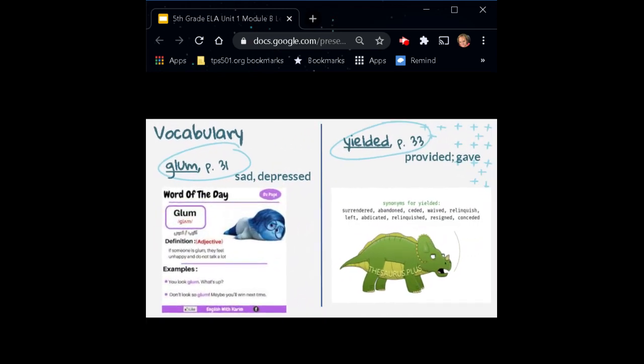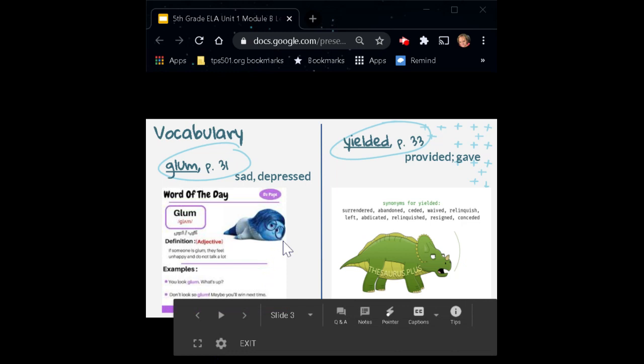Let's look at a few vocabulary words that we will see in the text today. The first word is glum. I wonder how the word is being used in the text. Let's watch and see how it is used in the text when we read. Glum. It means sad or depressed. Our character here looks pretty glum, doesn't she?